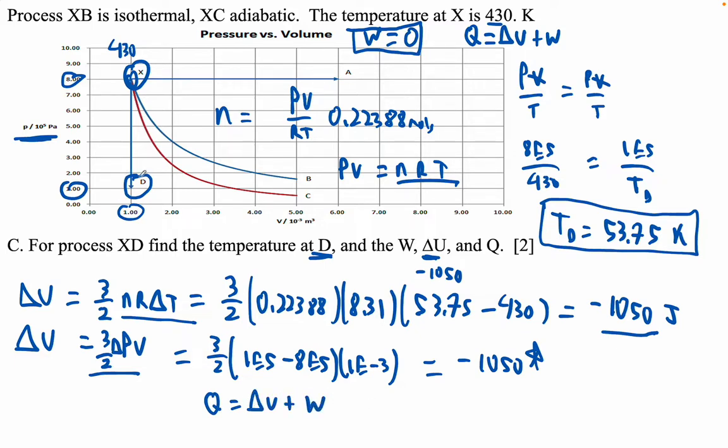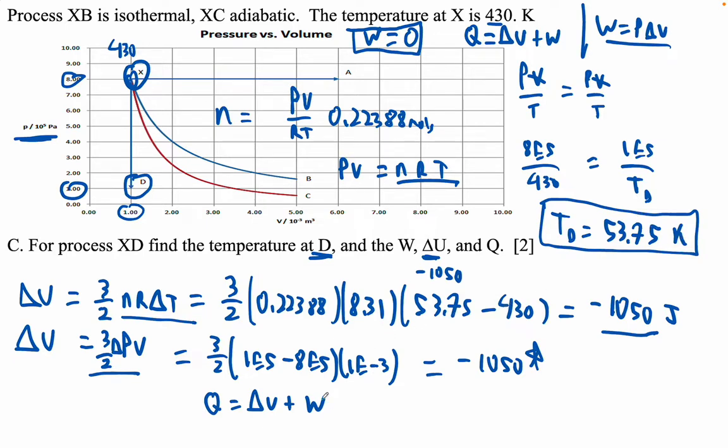Now, the piston doesn't move. Remember, work is pressure times delta V, okay? Delta V is 0, so there is no work done. So all that's happening here is the heat flows out of this thing. We just cooled it down without changing the... It's sort of like we had a Tupperware, and it was really hot, and we cooled it down to really cold, okay? To 53.75 Kelvin.